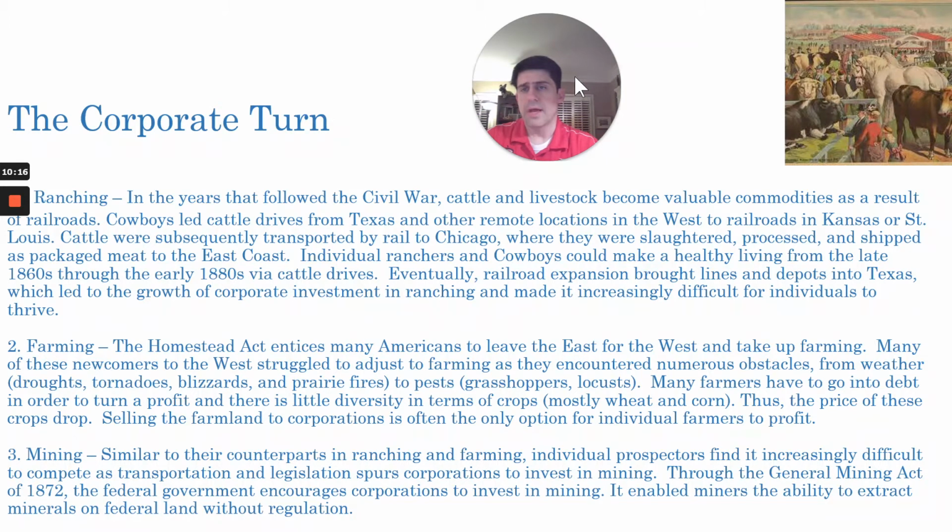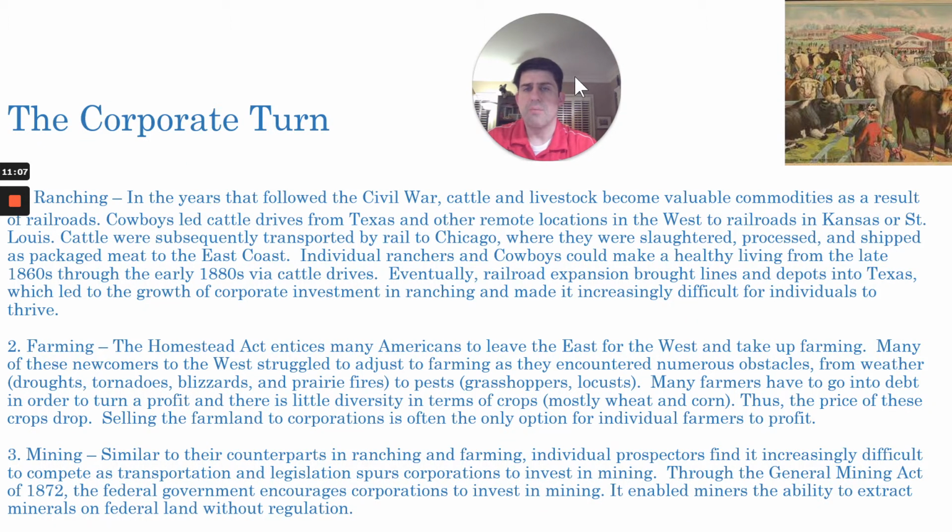And so you had cowboys that would lead cattle drives, particularly from the state of Texas and surrounding areas, and drive cattle to a city with a railroad station, a railroad terminus, if you will, and load up the cattle and livestock onto the trains. They would then be transported to Chicago by rail, where, as I mentioned before, they would arrive and be transferred to a slaughterhouse, killed, processed, and shipped as packaged meat to the East Coast. And this was big business.